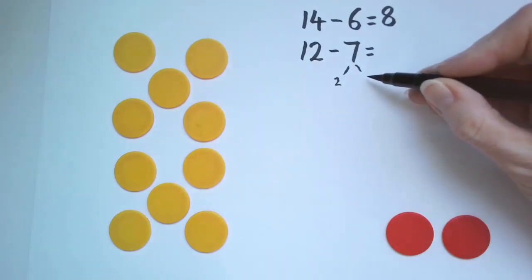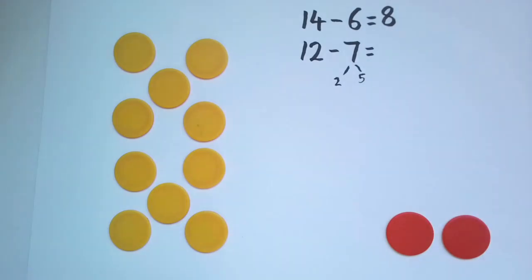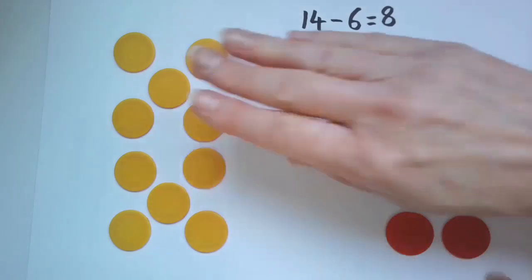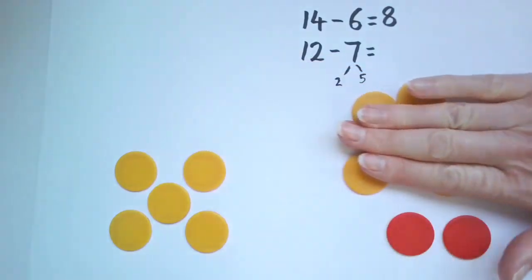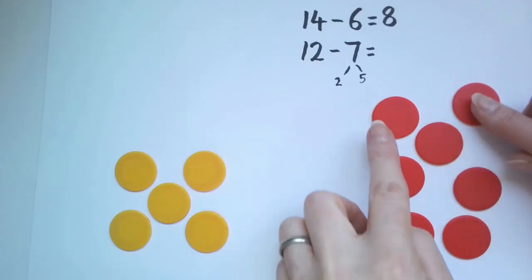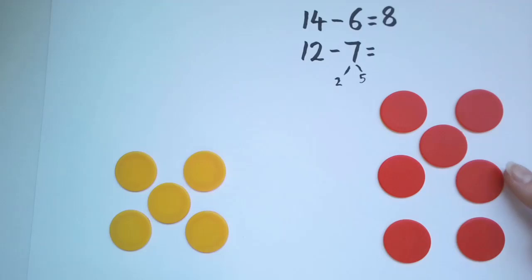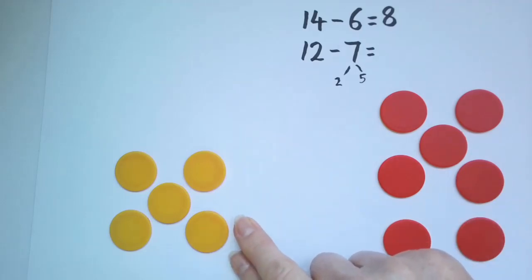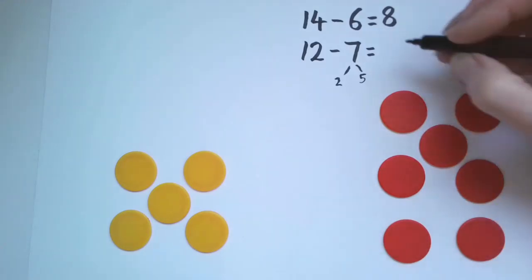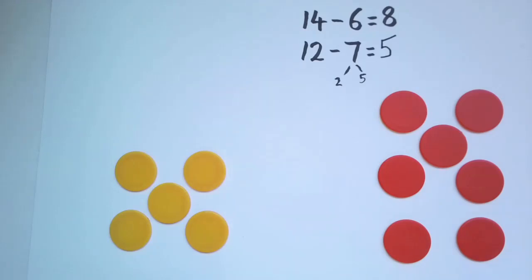So I know I need to take away another 5, because 2 and 5 would be 7 altogether. So if I take away another 5, that's quite easy. Take those 5. Now I can see I've got 7. I've subtracted 7. And I've got 5 left. So 12 subtract 7 equals 5.